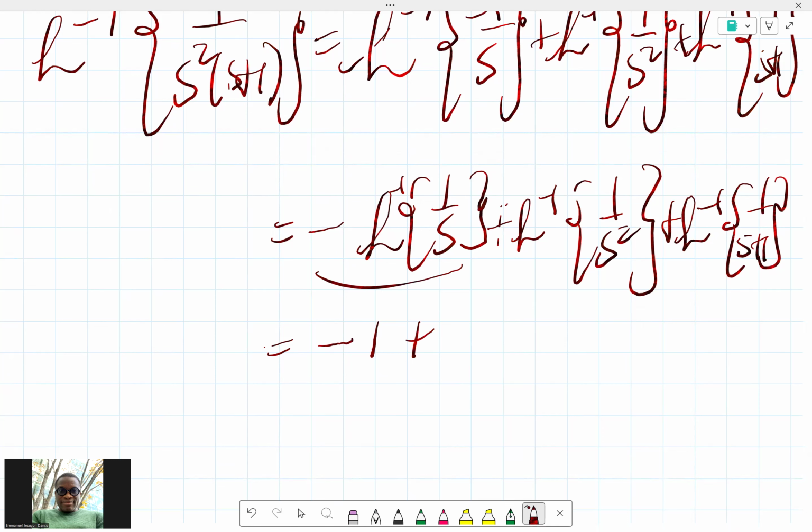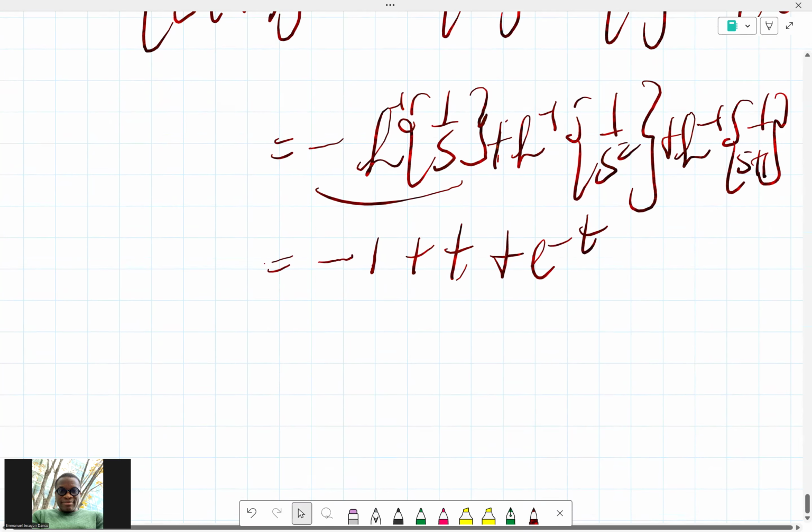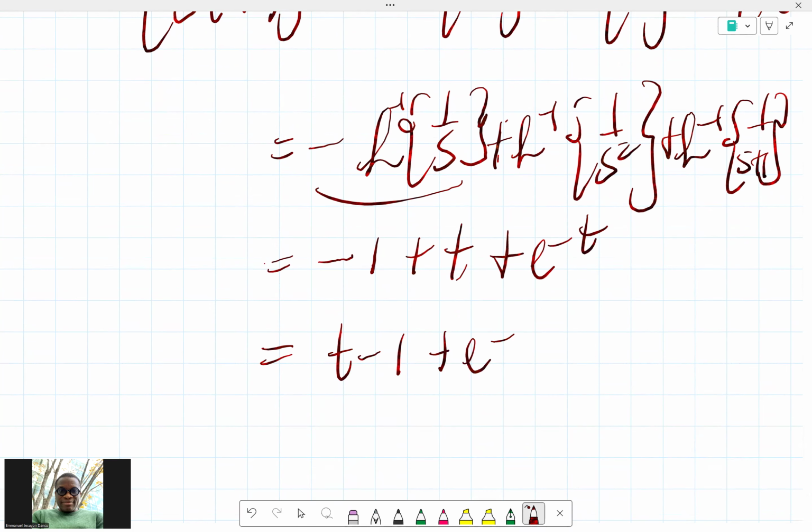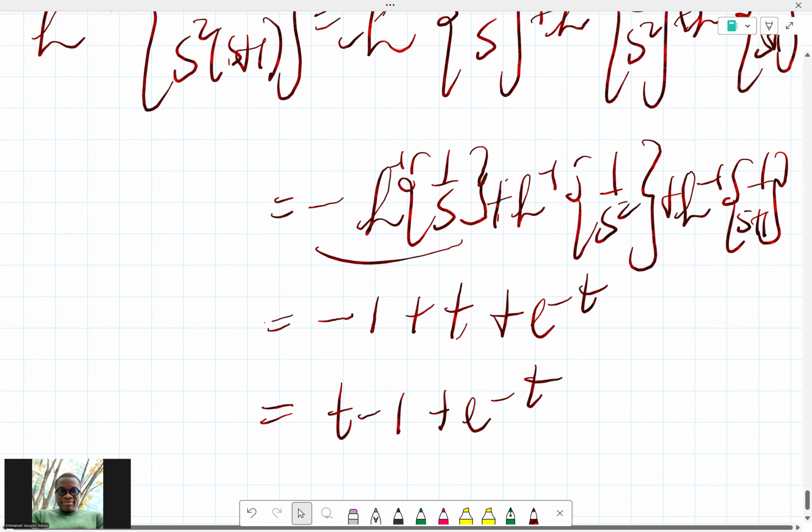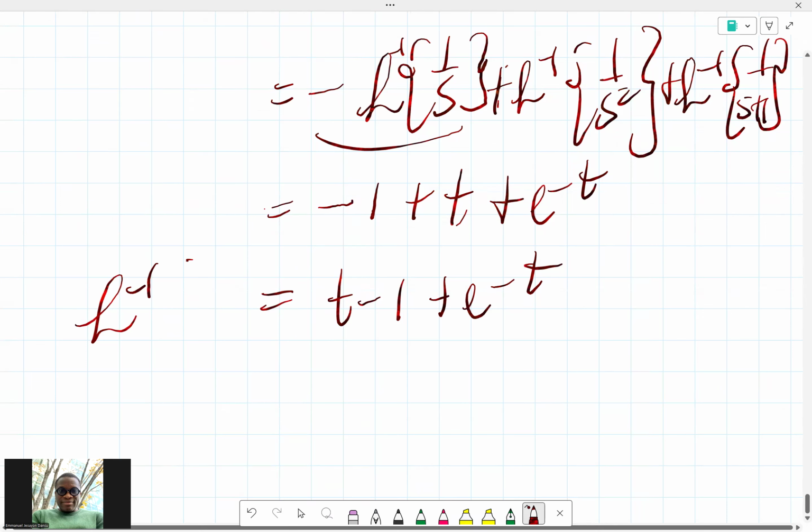And then the next one, L inverse of 1 over s squared. So it is t. The Laplace of t gives us 1 over s squared. Then Laplace inverse of 1 over s plus 1. What gives us 1 over s plus 1 is just e raised power minus t. So this would be e raised power minus t. So we can rearrange this now anyhow we like. We can say this is t minus 1 plus e raised power minus t. Okay, so that is the Laplace inverse of 1 over s squared into s plus 1.